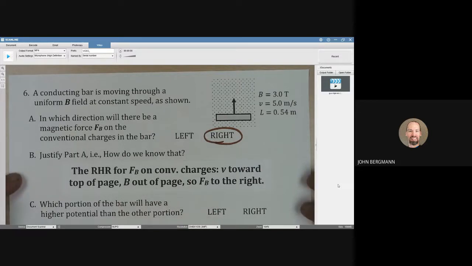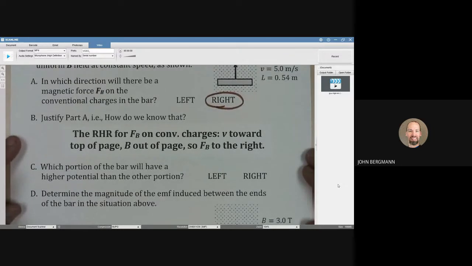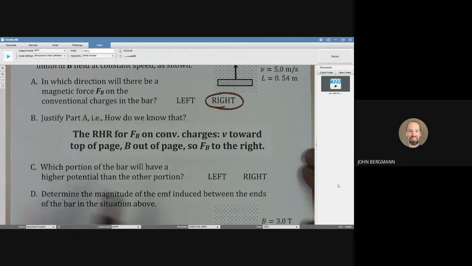Now, which portion of the bar will have a higher potential than the other portion? Well, that means that the right portion of this bar is proportionally going to have more positive charge, and the left portion will have more negative charge, and so the right side will have a higher potential.